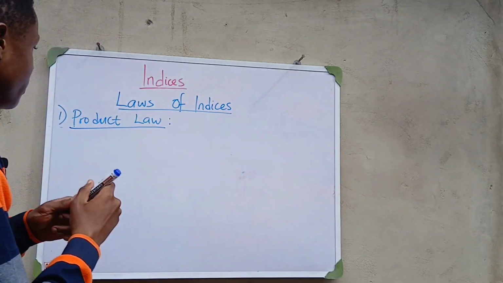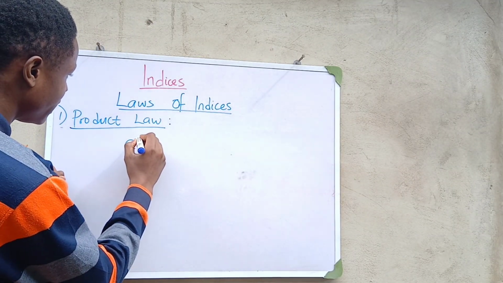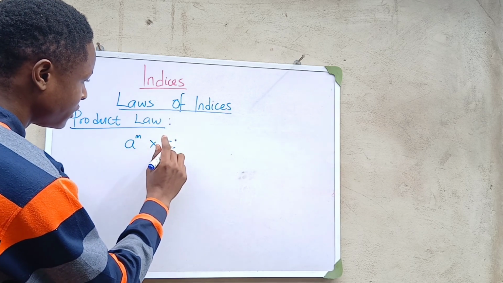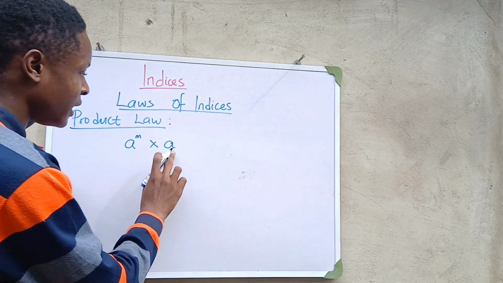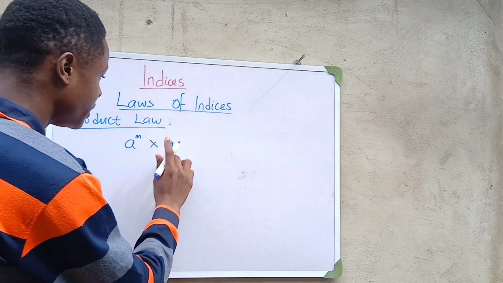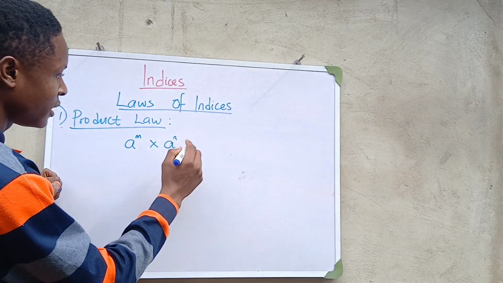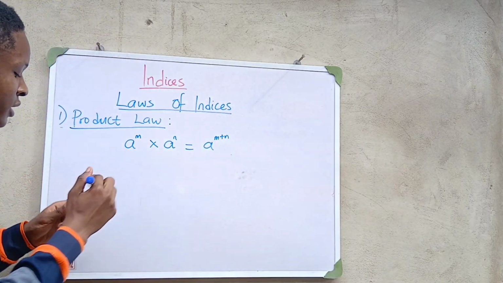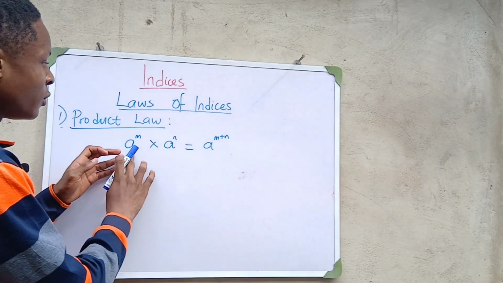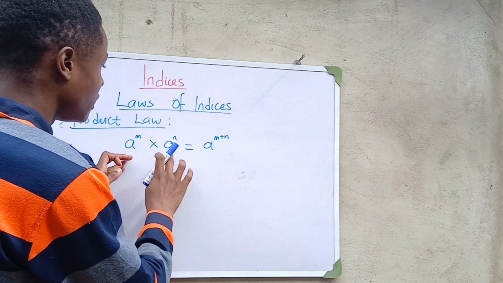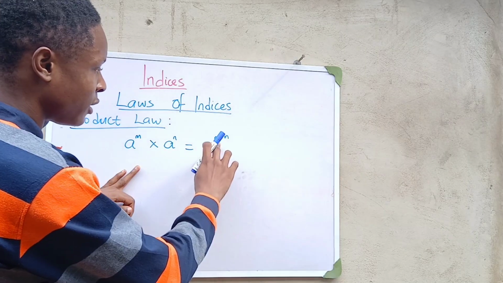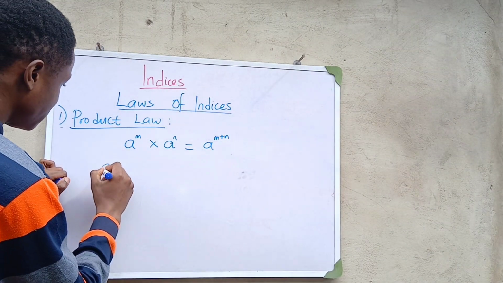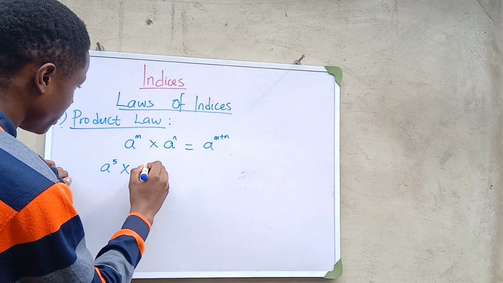Product law: when we have a base with an index, say m, which is multiplying the same base. Note that this law applies when we have the same bases. So the same base with a different index, say n, we'll be having a raised to power m plus n. This is what the law is saying: when two same bases are multiplying, each with their own index, we are going to be adding their indices. So let me say we have a raised to power 5 times a raised to power 2.